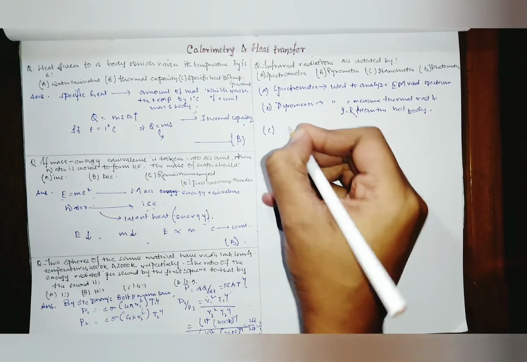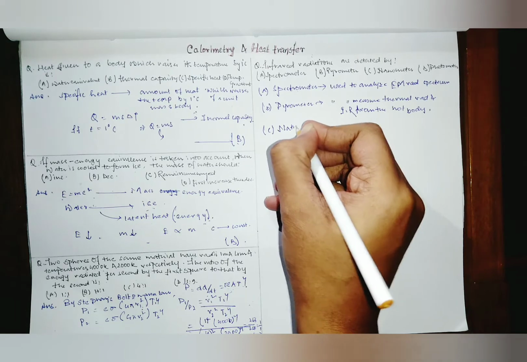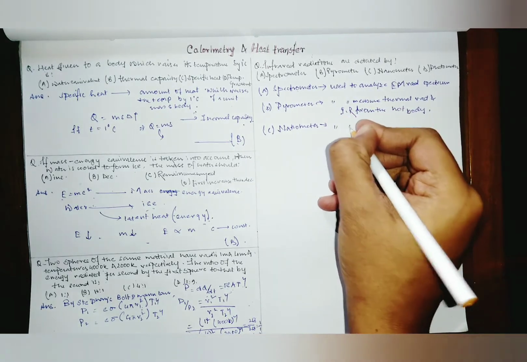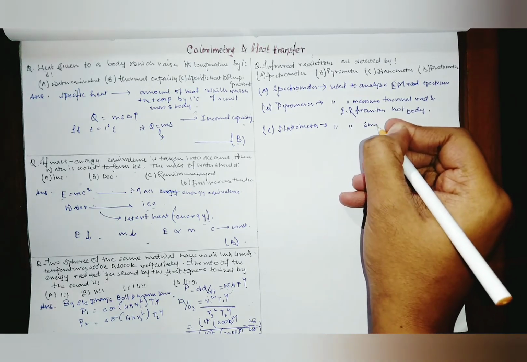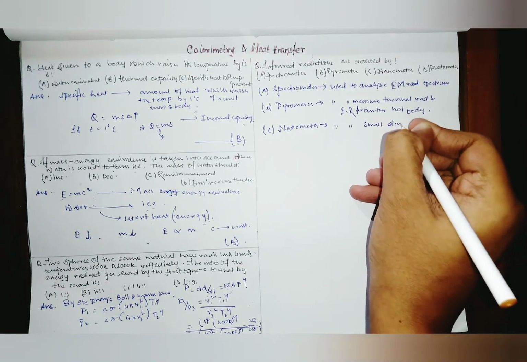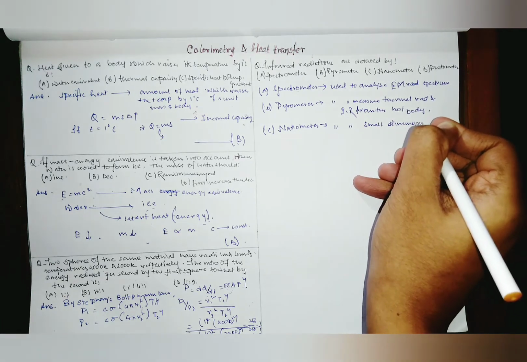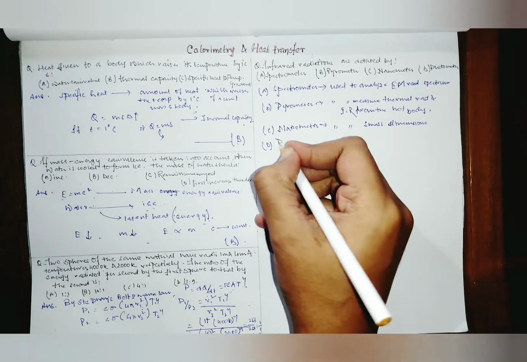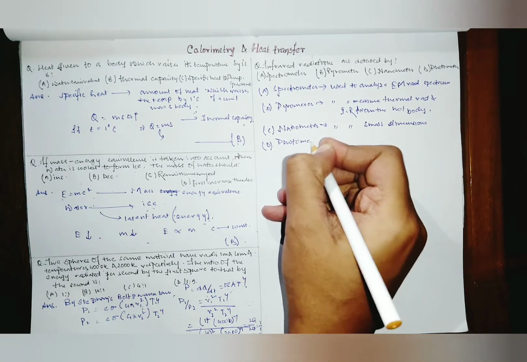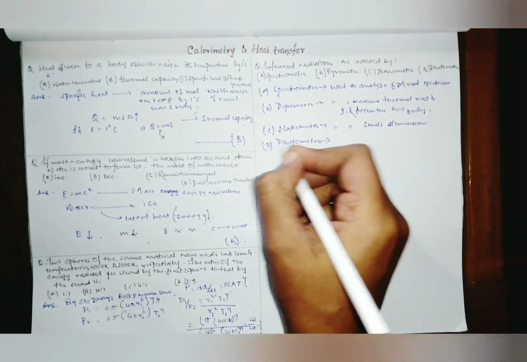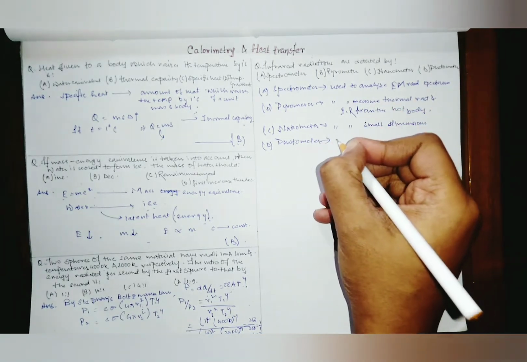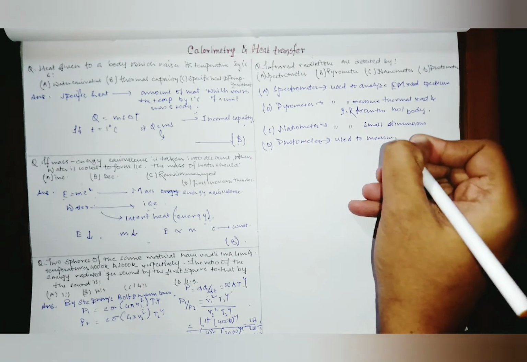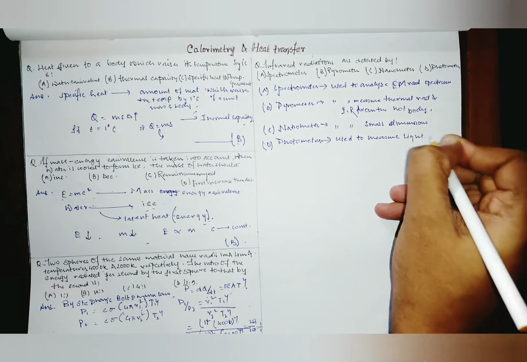C is nanometer. What is nanometer? Nanometer is used to measure small dimensions. So definitely this is not the answer. I think you have got the answer, right? D is photometer. From the name only we can derive that this is something with light. Yes, it is used to measure light intensity.